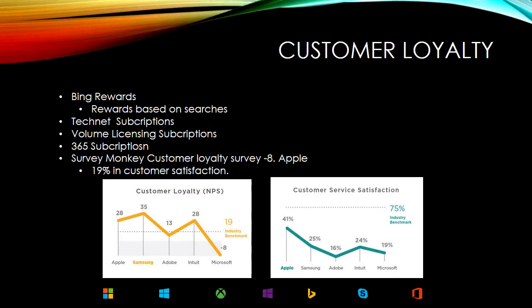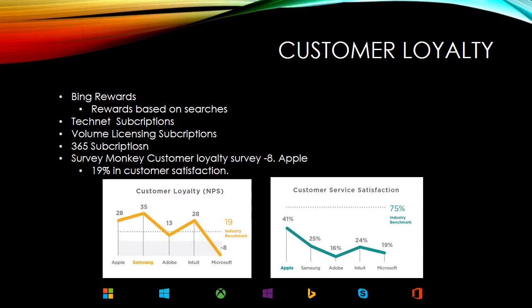But then also what was interesting is their customer satisfaction. If you look here, Microsoft was rated a 19 in customer satisfaction, whereas Apple was 41. By the way, this benchmark of -8 is kind of where you see Comcast, which isn't very good, which is known and regarded as a very, very bad loyalty company. But then as far as customer satisfaction, they have a really good number.